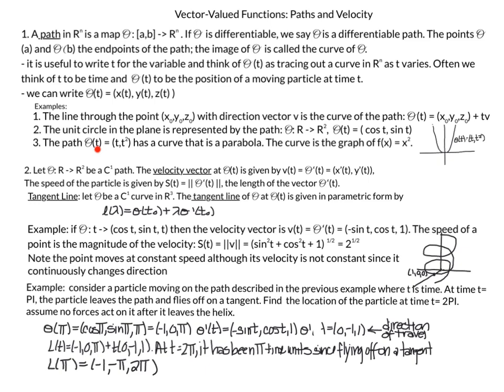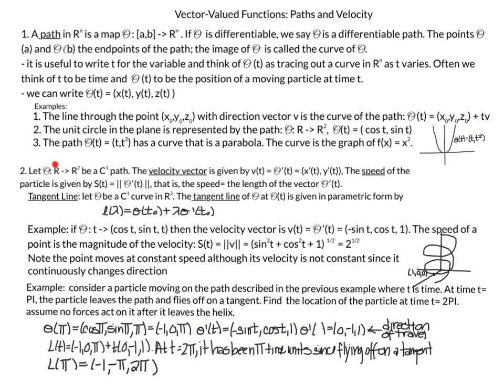And the path sigma of t equals t, t squared. In this case, our x-coordinate is equal to t, and our y-coordinate is equal to t squared. So in other words, our y-coordinate is equal to x squared. So this is a parabola, and the curve is the graph of f of x equals x squared. Again, our y-coordinate is equal to the x-coordinate squared, and so we have this graph here of the parabola.